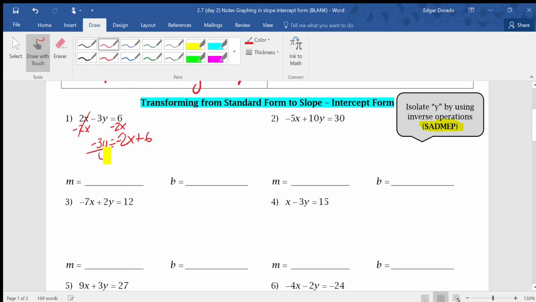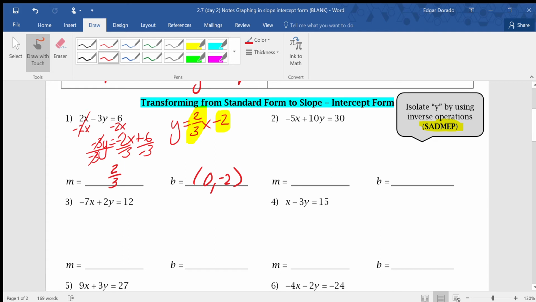And then finally, I'm going to go ahead and divide by negative 3. So what do we get? We get y equals, let's see, negative 2 divided by negative 3 is just 2/3 x, and 6 divided by negative 3 is negative 2. So now we have the information we need. We have our slope and our y-intercept. Let's go ahead and write that down. We have a slope of 2/3, y-intercept of (0, -2). Now remember, it's an intercept, so it has to be written as an ordered pair.